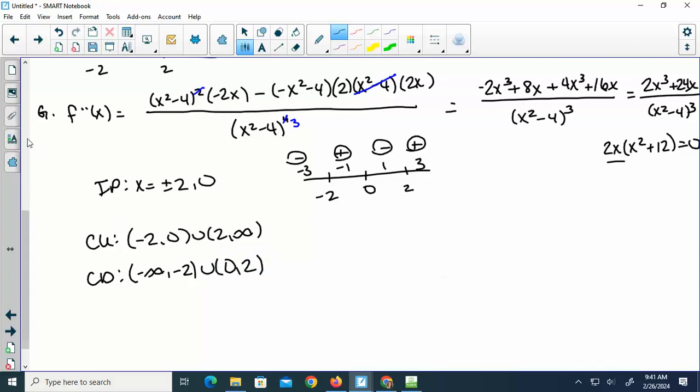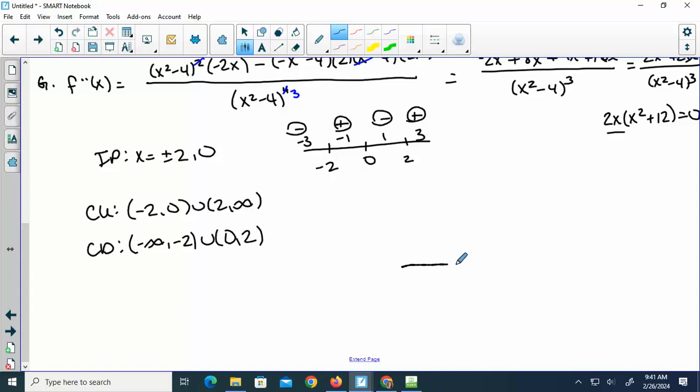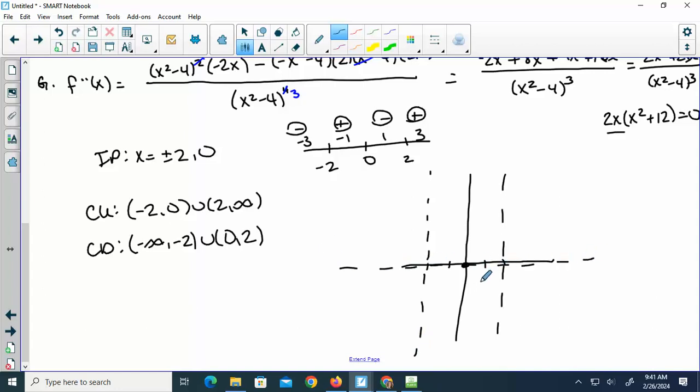All right, so on your graph, everything you found, I expect you to plot. The x and y intercepts were 0. We have vertical asymptotes at +2 and -2, and a horizontal asymptote at 0. No maxes or mins to plot. My inflection points, 2 and -2, those were asymptotes, so they're not actual points. At 0, if you put 0 into the original, you just get 0. So that is an inflection point there.